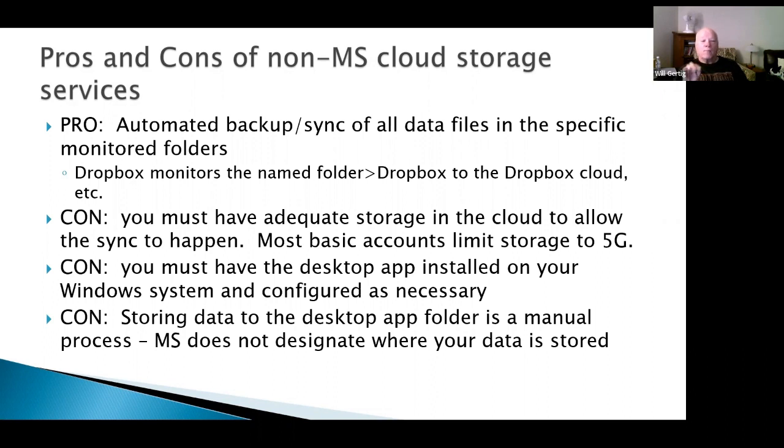So the pro is automated backup and sync of all the data files in monitored folders. So Dropbox, the cloud, monitors Dropbox, the folder on my system, and it makes sure that the data is consistent between it. The con is that unless you pay for more, you're limited to 5 gigabytes. Now, 5 gigabytes sounds like a lot until you start putting stuff into it, and you will rapidly run out of storage.